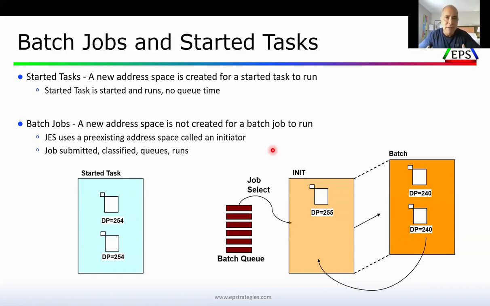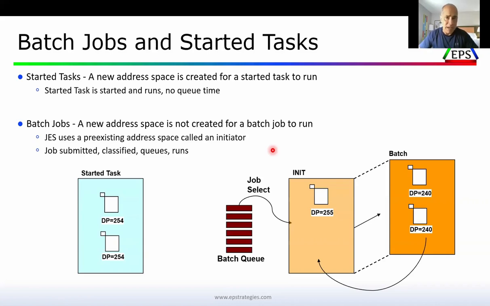The reason you have initiators is so that the creation and deletion of an address space, which is very, very expensive, you can't do that for your batch workloads. You can't say, oh, look, I'm going to create an address space when I want to run an IEFBR14. Or I'm going to create an address space when I want to run this dump. Or I'm going to create an address space when I want to run these 1,000 batch jobs. That is extraordinarily expensive to create those address spaces.